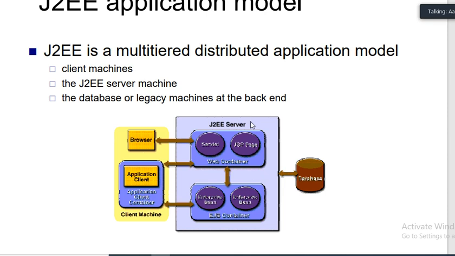J2EE is for multi-tier distributed applications. If you build a web-based application using Java Enterprise Edition, which we will cover when we talk about web development, we can connect from the browser to a J2EE server. Any other application client can also connect to the J2EE server, and with its help we can connect to a database server.